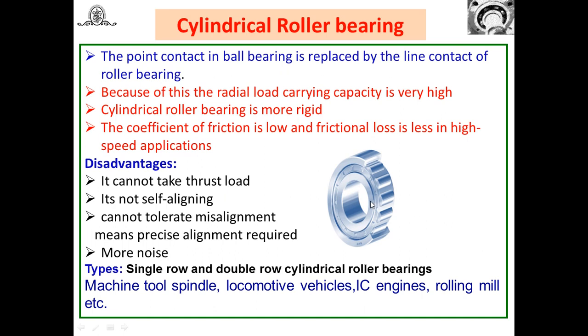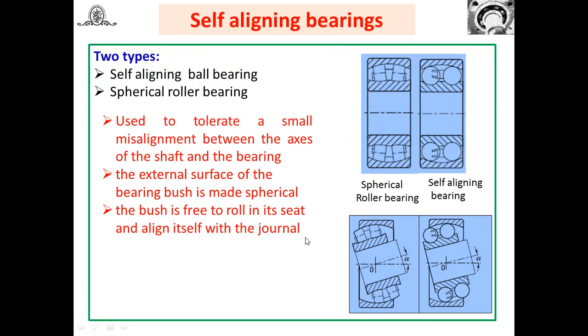Again here, it has some limitations. It can't take a thrust load, it's not a self-aligning bearing, and it cannot tolerate misalignment. Proper, precise alignment is required while mounting, and there is more noise. These are some of the limitations compared with the other types of bearing. The next one is the self-aligning bearing.